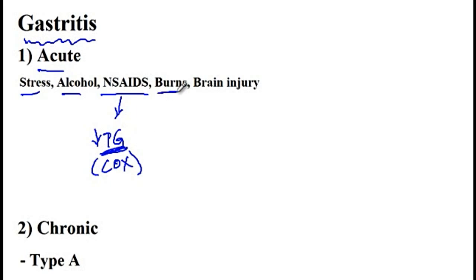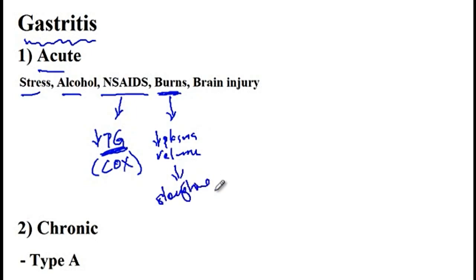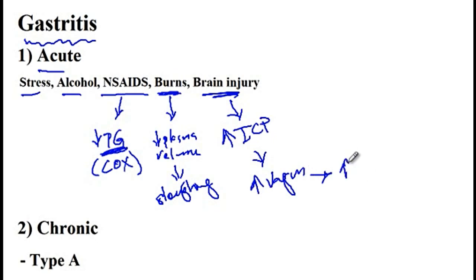develop inflammation. Burns, what burns do is that it will decrease the plasma volume, as a consequence of which there would be decreased blood flow to the stomach, and thus these patients will develop sloughing of the gastric mucosa. And finally, brain injury. What it does is that it can increase the intracranial pressure, which increases the vagus stimulation. Therefore, there would be increased acetylcholine secretion, which will increase the gastric acid secretion, and thus it again can lead to development of gastritis.